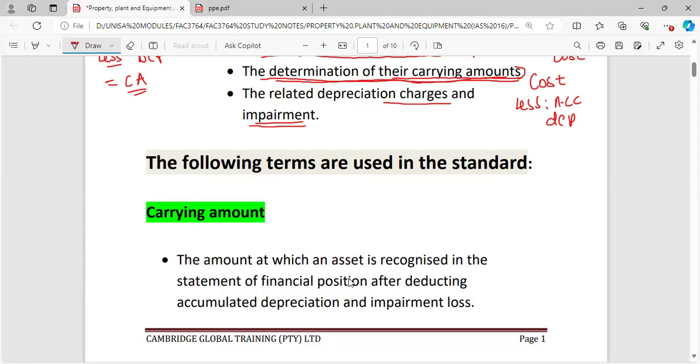We have the carrying amount of the asset. So the carrying amount of the asset is equal to the cost less accumulated depreciation. So this is what you are going to recognize in the statement of financial position after you deduct accumulated depreciation and impairment loss. So that is the carrying amount of the PPE asset.